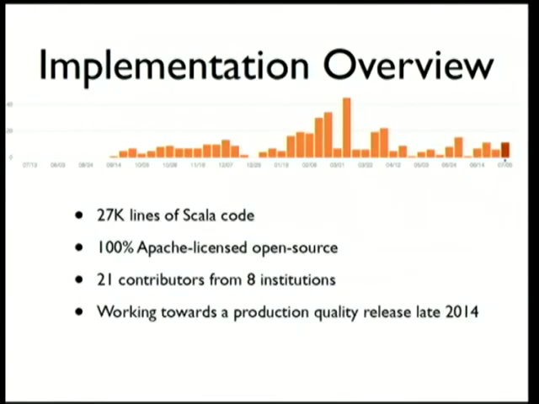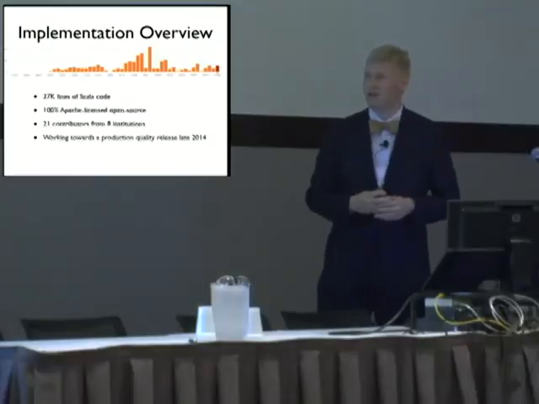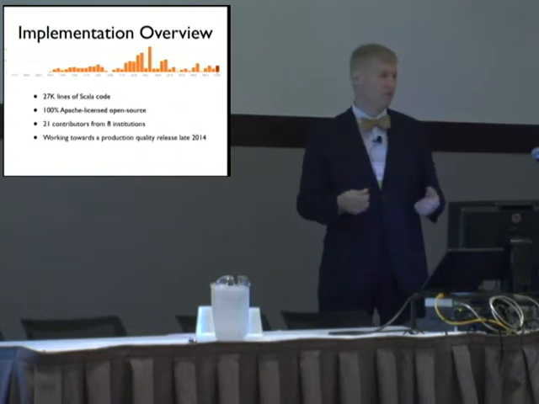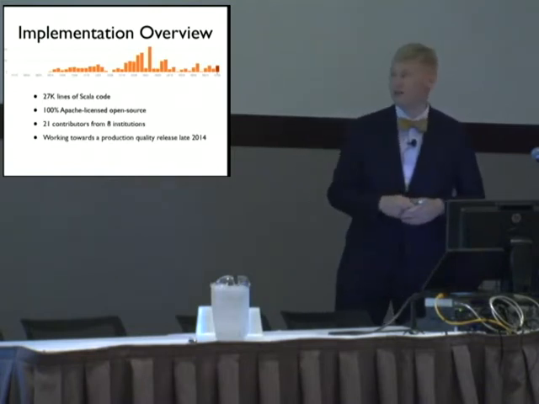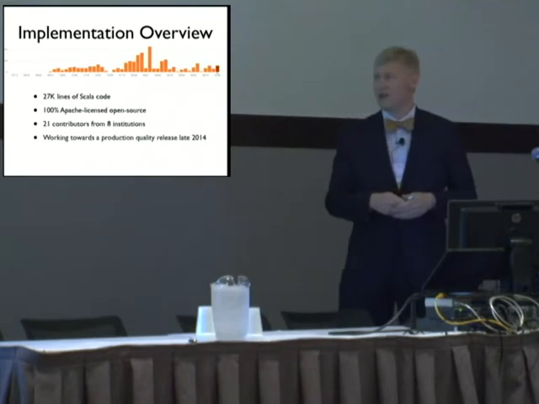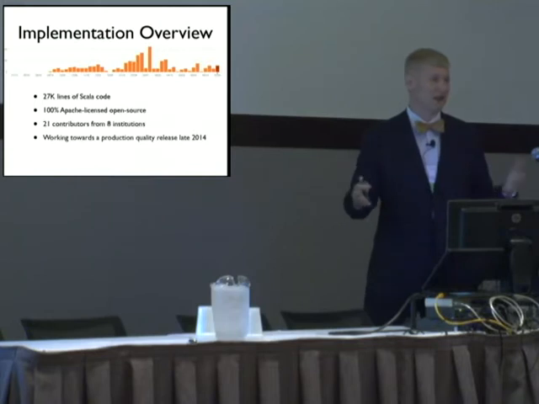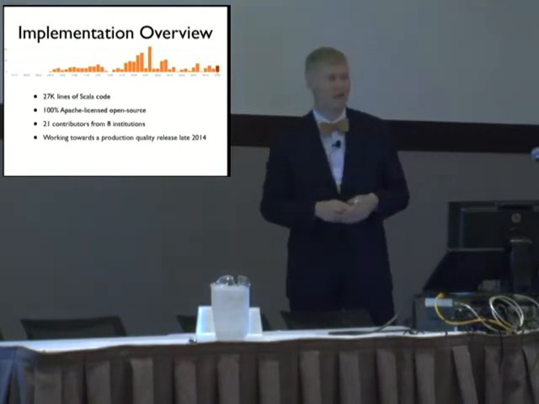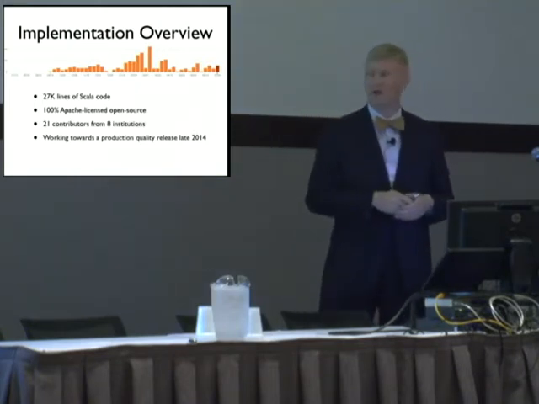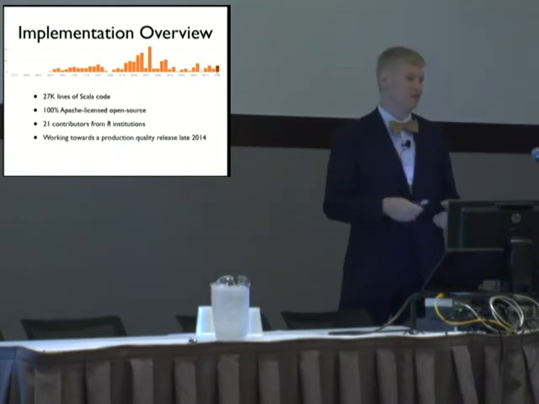The project is all written in Scala, which is the language that Spark uses to expose its API. It's about 27,000 lines of code. All of our code is open source under the Apache 2 license. We have 21 contributors to the project, spanning 8 institutions. For the core aligned reads to variant calling pipeline, we're hoping to have what we would call a production quality release available sometime at the end of this year.